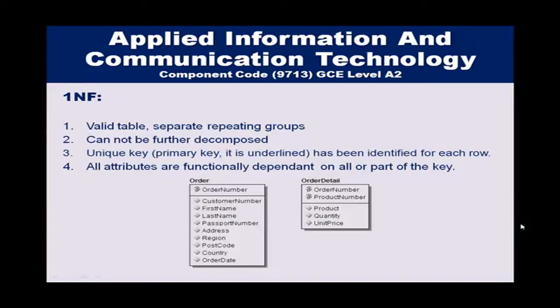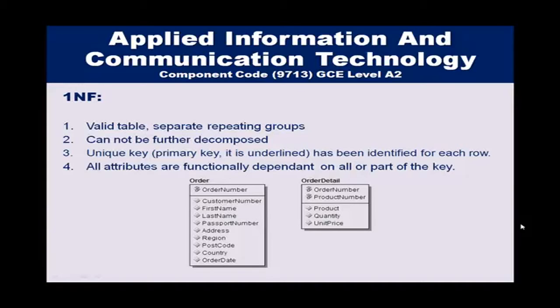You have to keep the foreign key and primary key in both tables, and you will be connecting each relationship with the master table. Unique key, yes, the primary key is the unique key. It is underlined. You will always see that it is underlined. It has been identified for each row. Then on the fourth level, all the attributes are functionally dependent on all or part of the key.